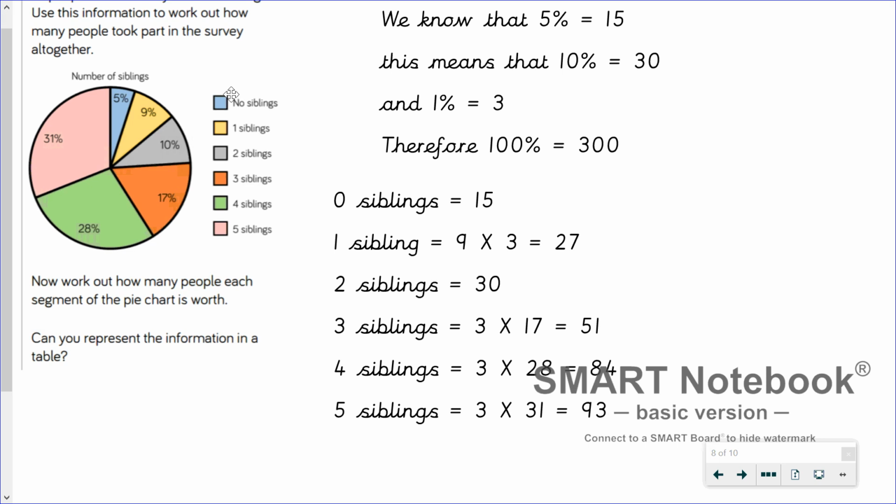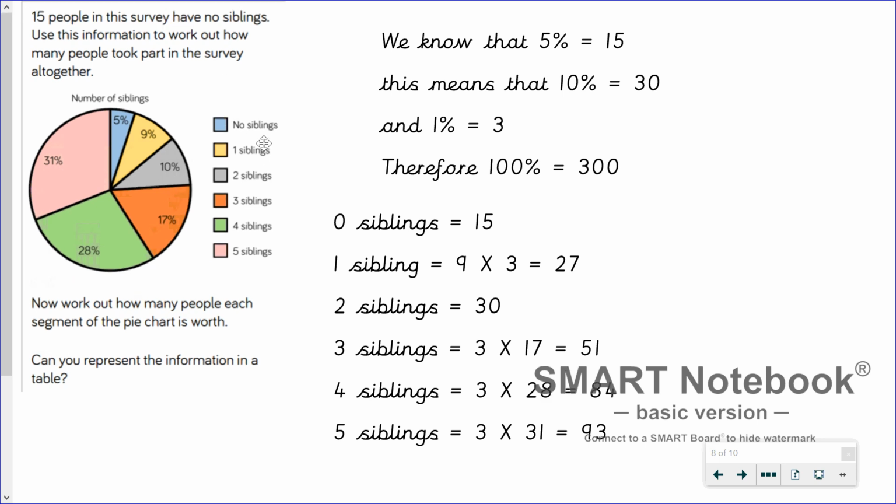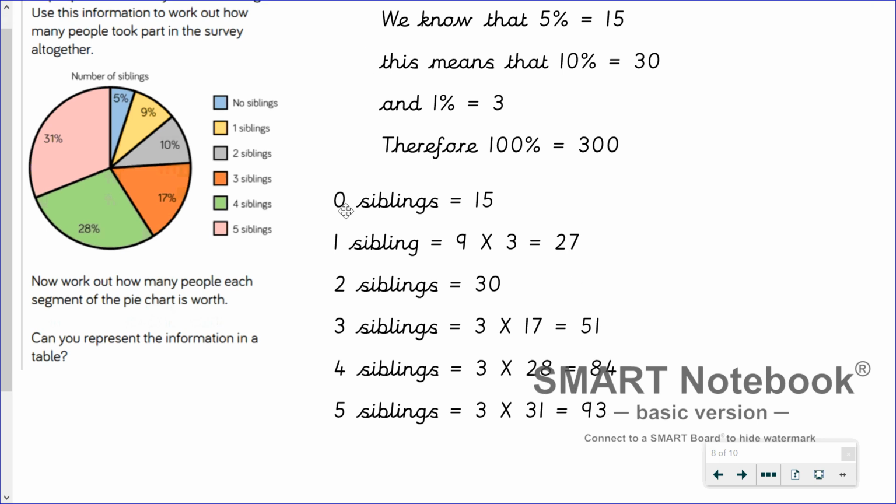So no siblings, we're told, is 15. Good. Then one sibling is 9%. We've already got 1% here, so 1% of the total population of this chart is 3. 9% would be 9 times 3, which is 27. So 27 people have one sibling.